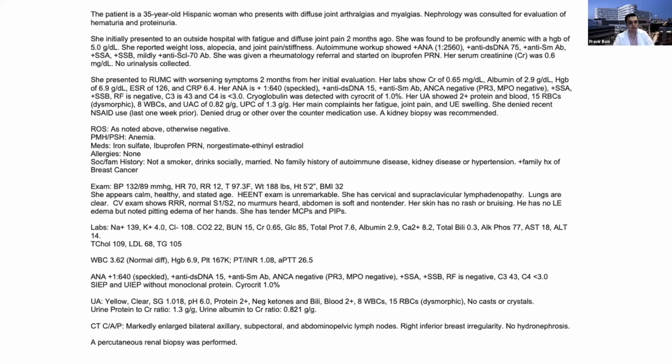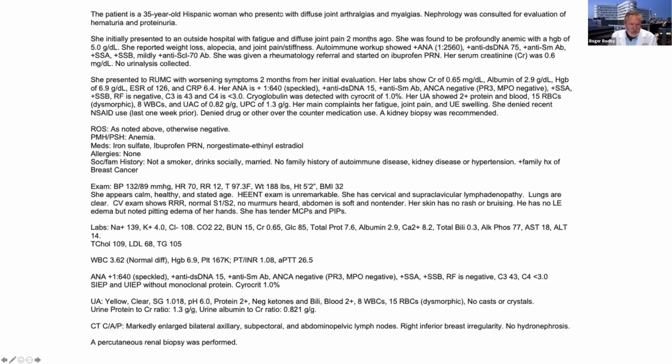She did get a pan CT, and she had enlarged lymph nodes in the axillary, subpectoral, and abdominal pelvic region as well. She also had a right inferior breast irregularity. In terms of the kidneys, there was no hydronephrosis, and the kidney size was normal. A percutaneous renal biopsy was performed.